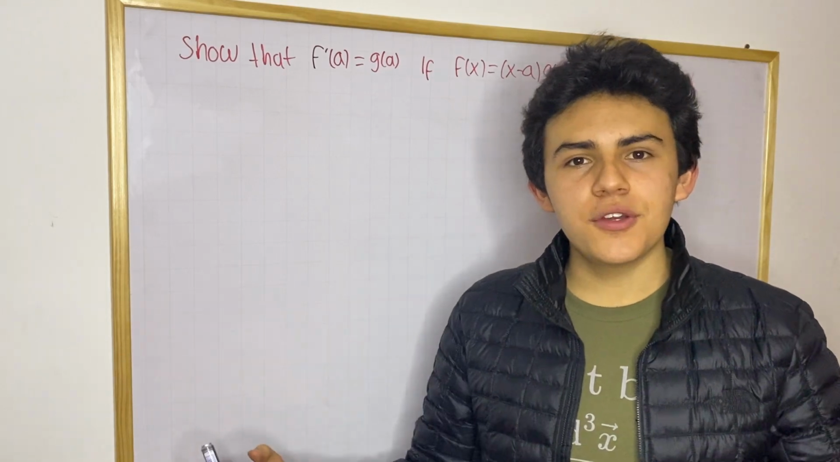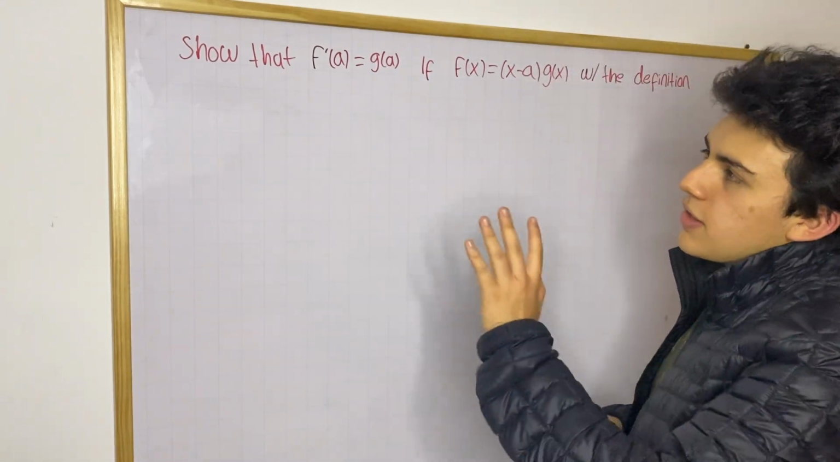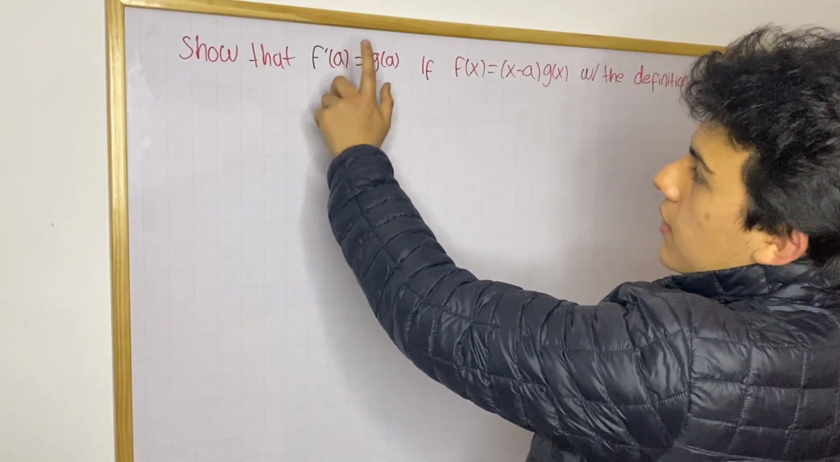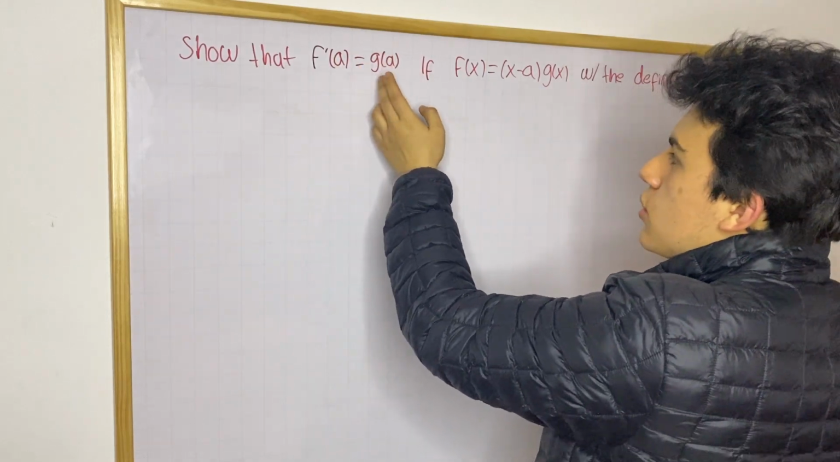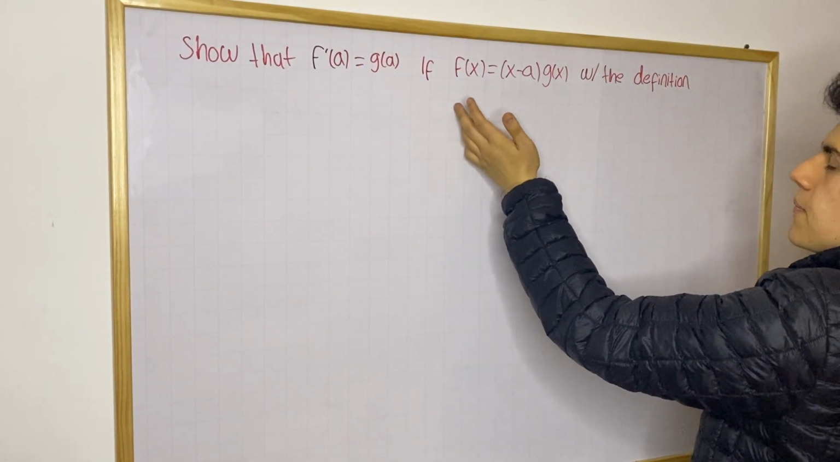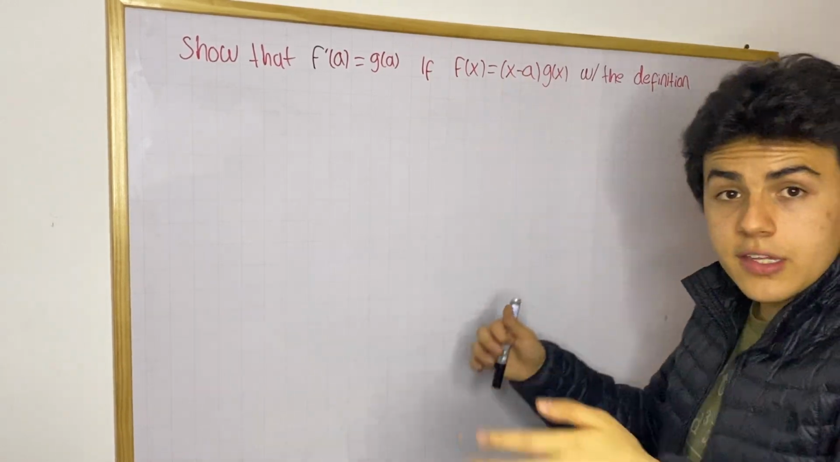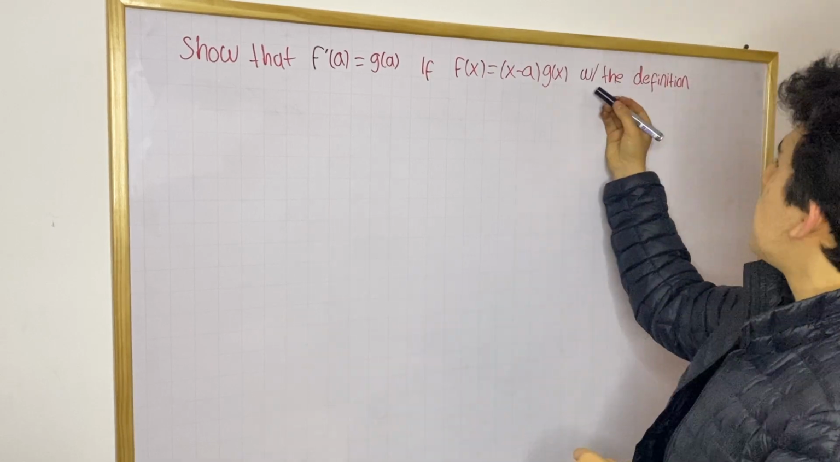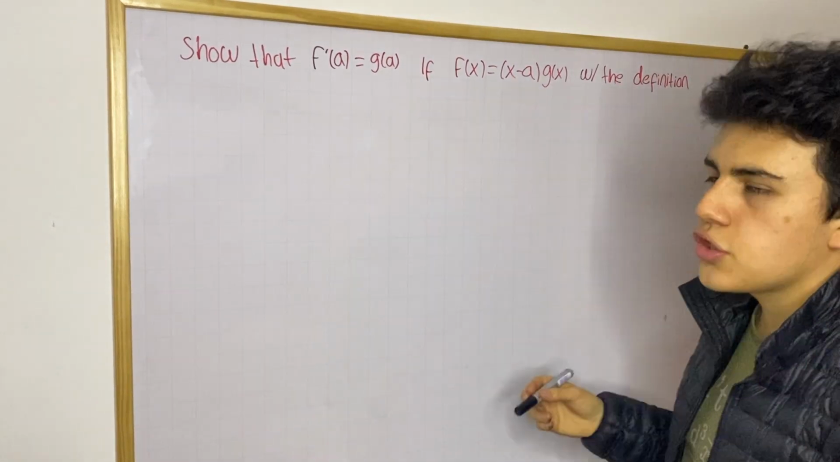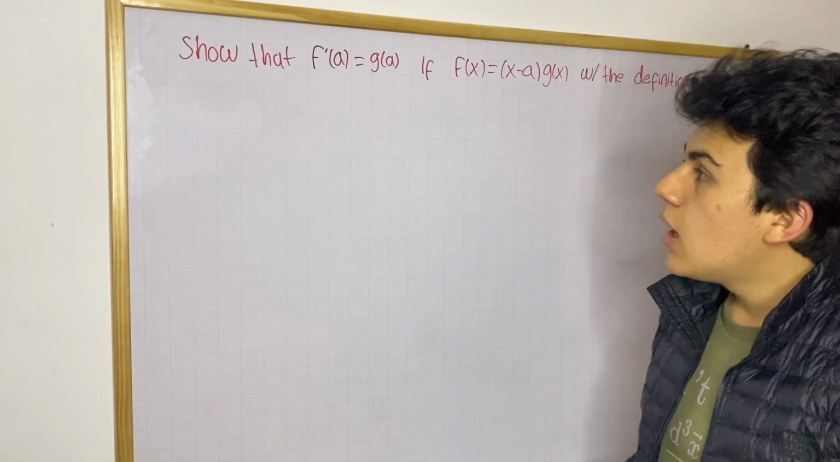Hello guys, today I want to show you how you can solve this problem. Basically, we need to show that f prime evaluated at x equals a is going to be equal to g evaluated at x equals a, if f of x is equal to x minus a times g of x. You can see that g of x is any function, and we need to show this using the derivative definition. So let's begin.